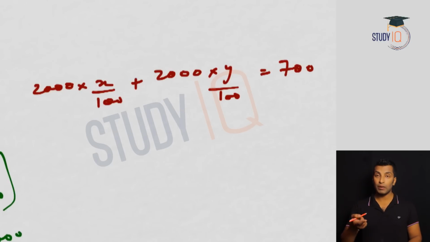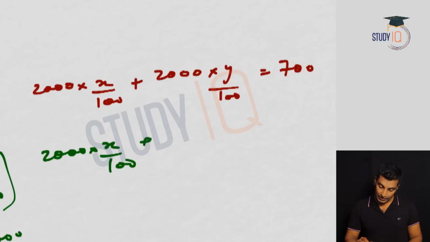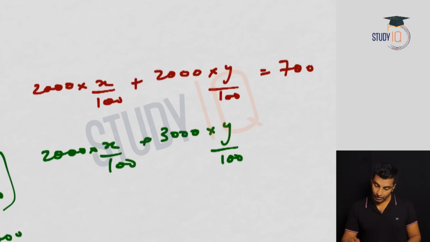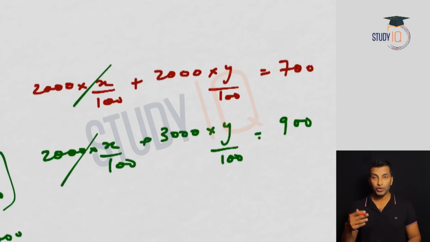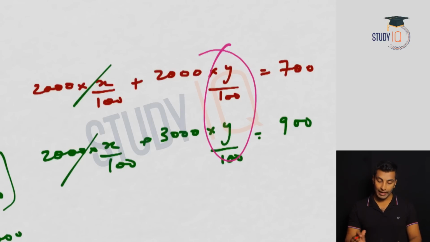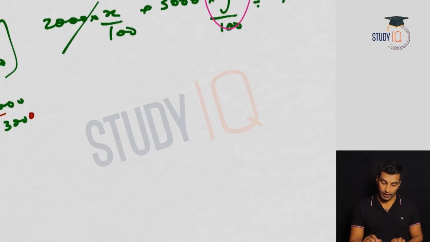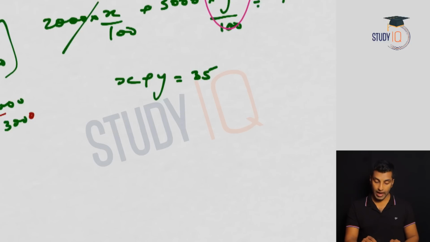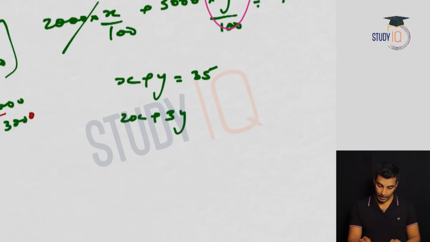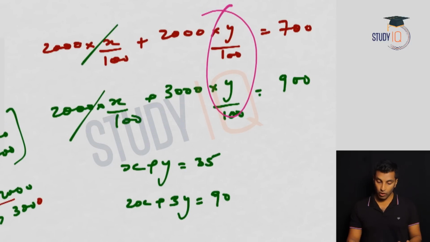The first part will be the same again, and that makes the calculation much easier. So 2000 X by 100, plus 3000 Y by 100, so Y percent of 3000, is equal to 900. See here, if you simply take the difference, this gets cancelled out and you easily get Y. Then you need to substitute to get X. Otherwise, if you solve this question, see what equations you will get. You will get X plus Y is equal to 35 and 2X plus 3Y is equal to 90, right? I hope you understood.